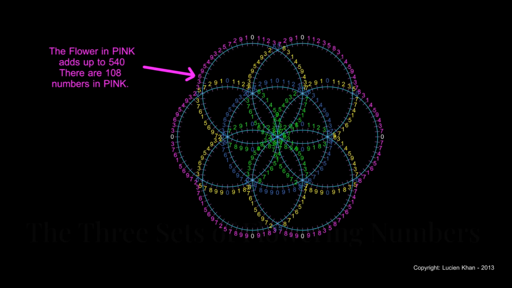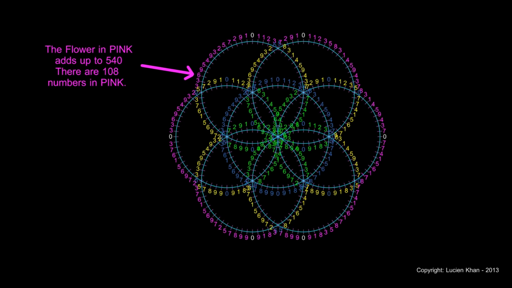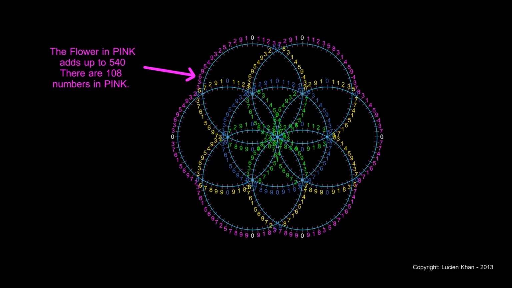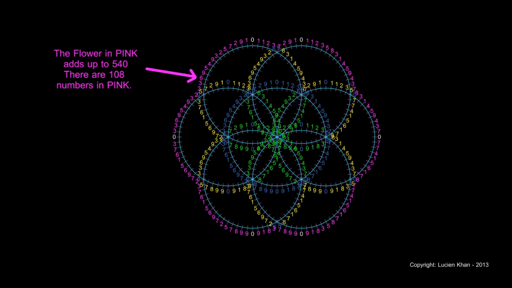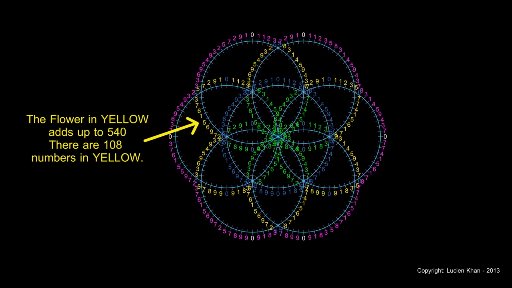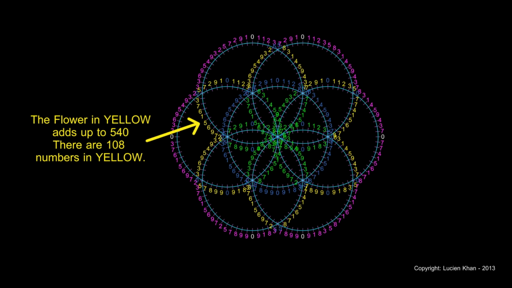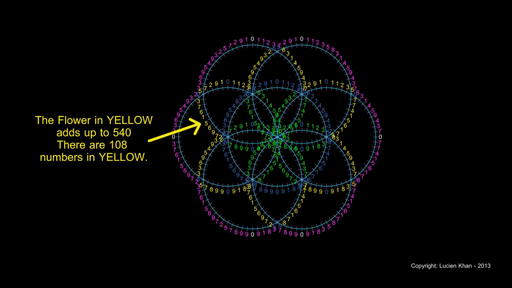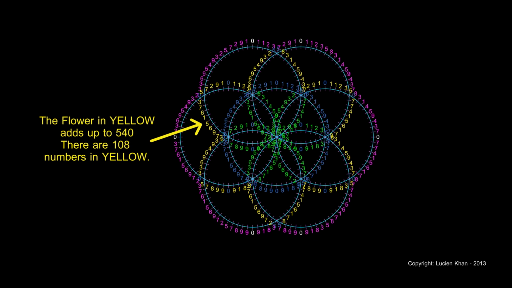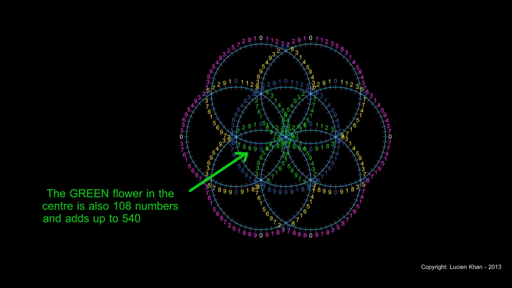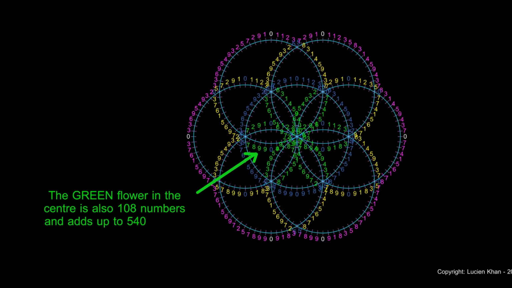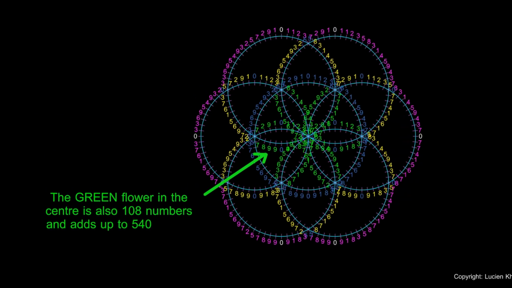We have 3 sets of flowering number patterns that emerge. The pink flower on the outside is made up of 108 numbers, and they add up to 540. The middle flower colored in yellow is made up of 108 numbers, and they add up to 540. And then the green flower at the center is made up of 108 numbers, and they add up to 540.